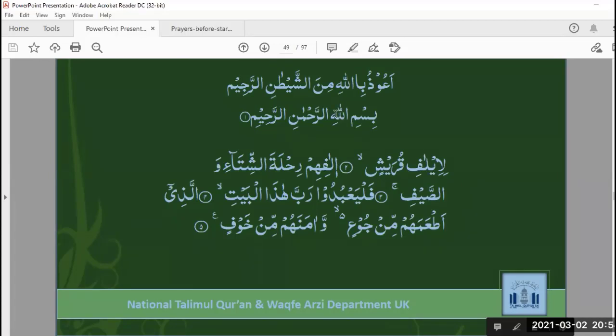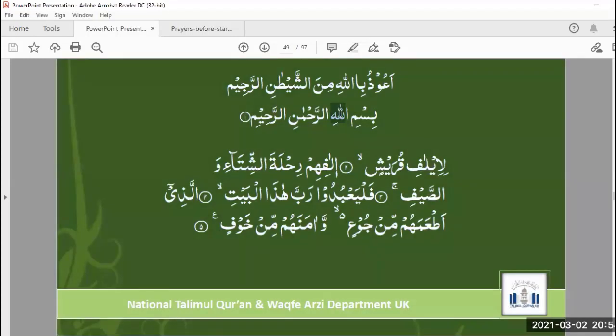Just hold on 1 second. This lam is mushaddad. We need to put a little bit stress on it, and it will be a thick lam. Millahi. There's no need to hurry. Bismillahi. Yeah. Millahi.